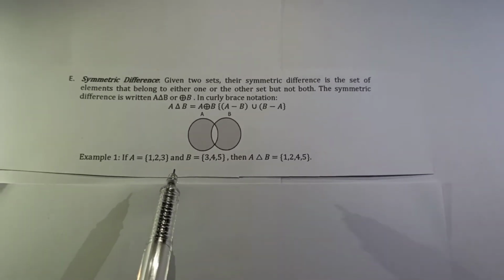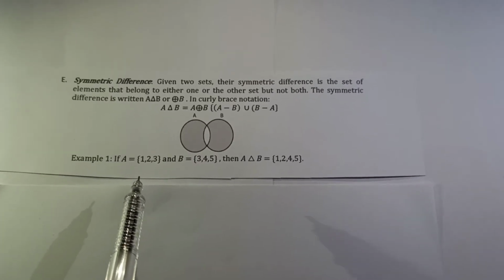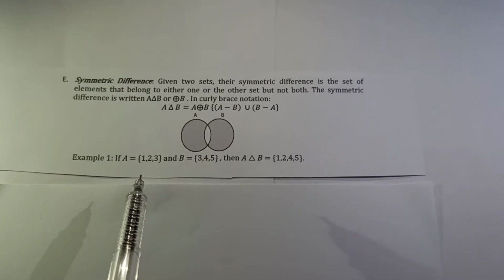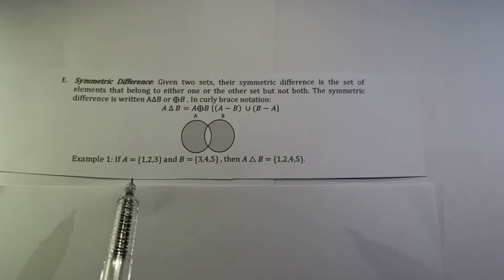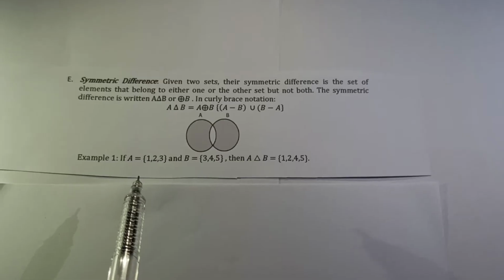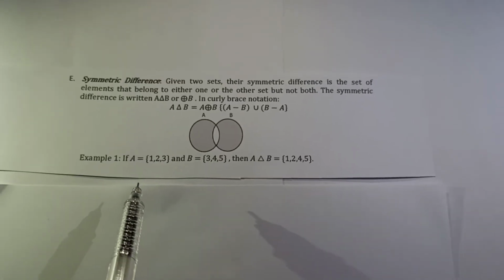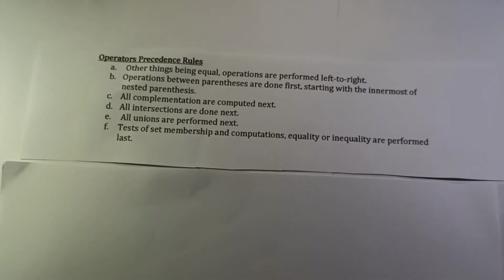Again, those are the set operations that we are going to discuss today. The first one is the intersection. The second one is the union. The third one is the complement. The fourth one is the difference or relative complement. And the last one is the symmetric difference.